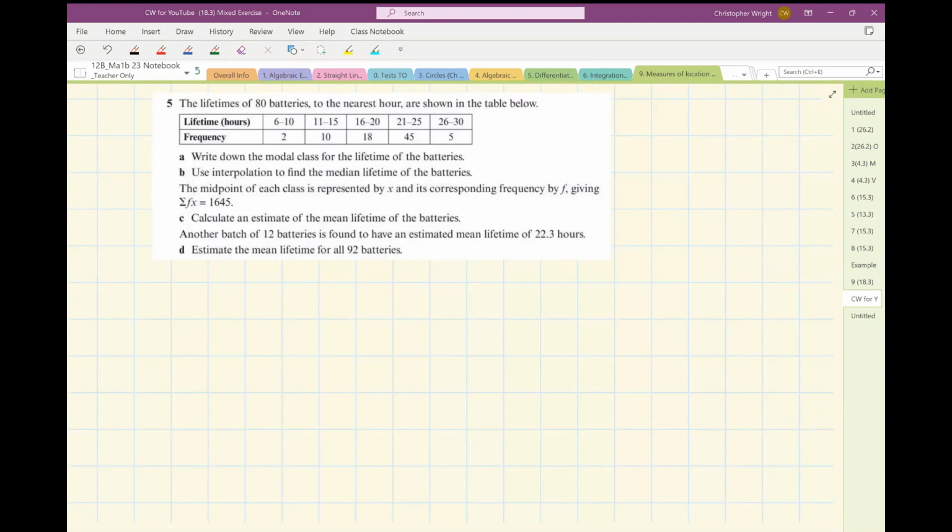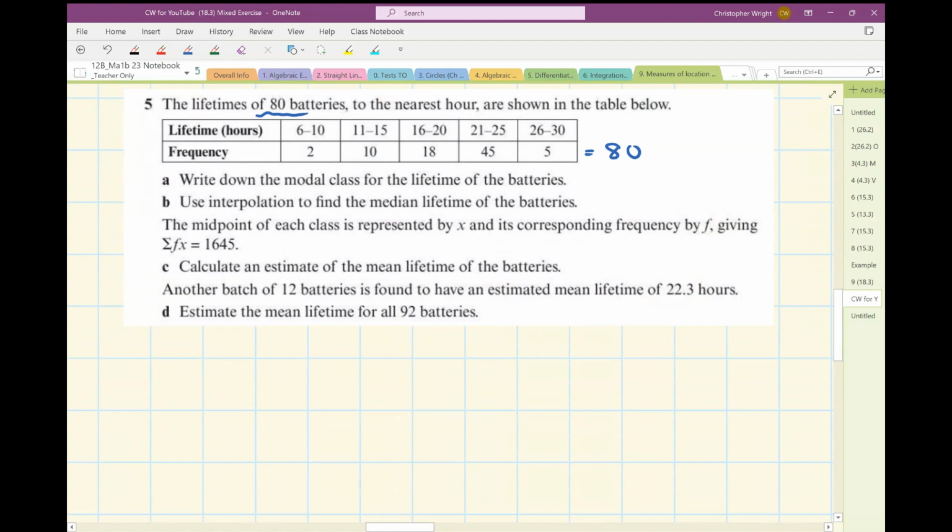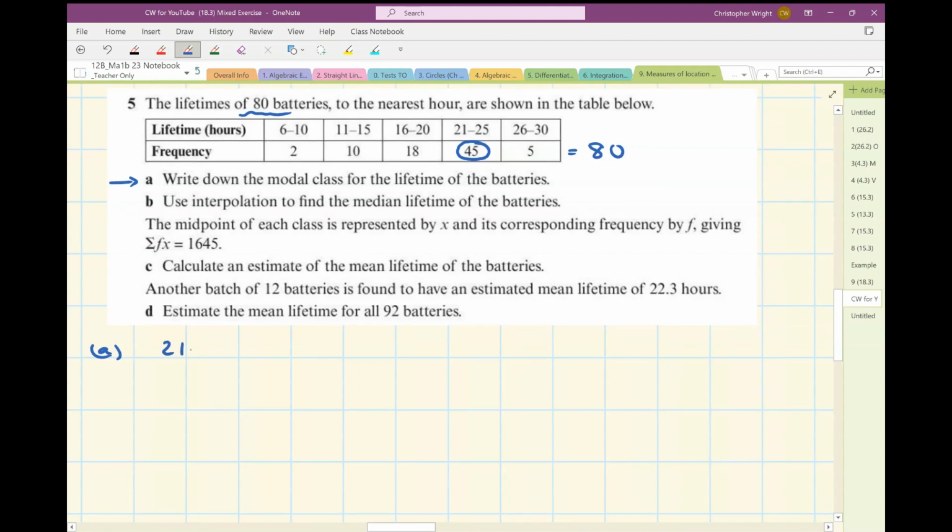Question 5. The lifetime of 80 batteries to the nearest hour are shown below in the table. So this time I know that n equals 80. Okay, so I've got grouped data there. Write down the modal class for the lifetime of the batteries, the most common class, the most frequent lifetime. Well, that's going to be this class here, because there are 45 in that group, as opposed to less than 45 in every other. So for part A, the modal class is 21 to 25 hours.